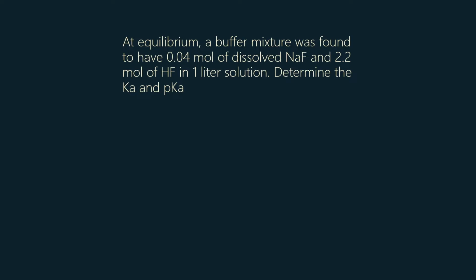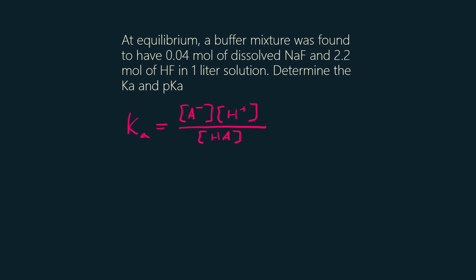So we know in a buffer mixture we have HA and A-. For these two fluorine molecules, the one bonded with the hydrogen is our HA and the other one is our A-. That's because in water, this molecule completely dissolves into Na+, and more importantly, the F-, which explains why this is our A-. So first step is to write out our Ka equation.